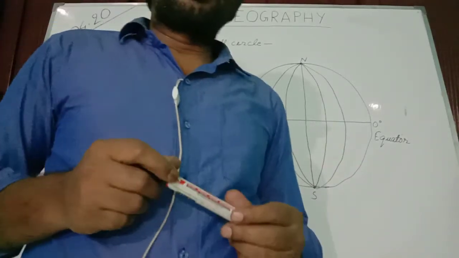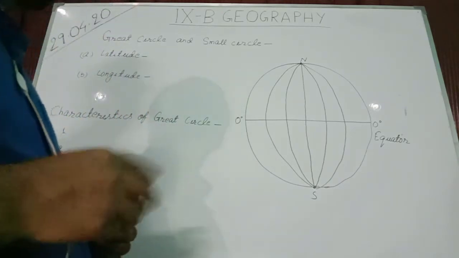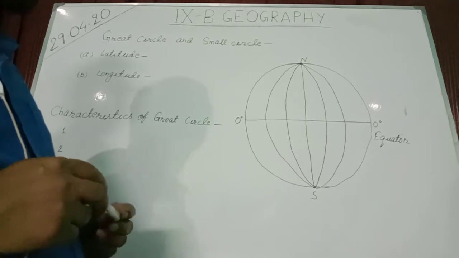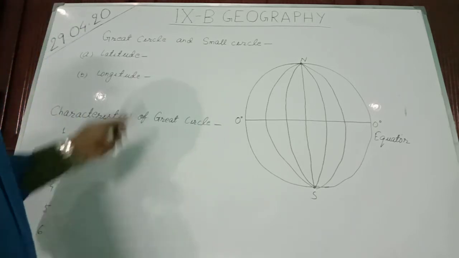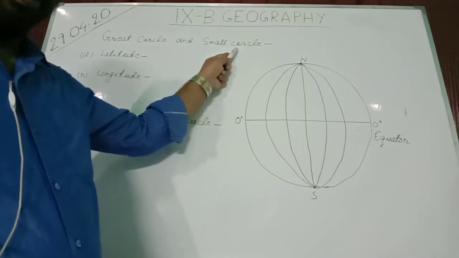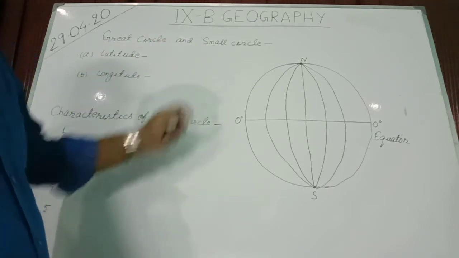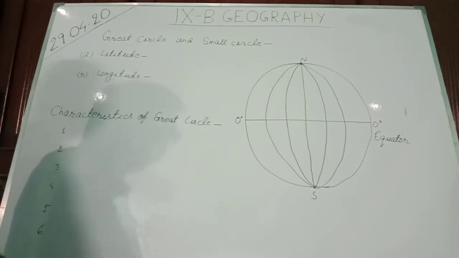Good morning, students. In the class of geography, the last topic of the geography grid we'll discuss today is great circle and small circle. In this topic, we'll discuss the great circle and the small circle and the characteristics of the great circle.